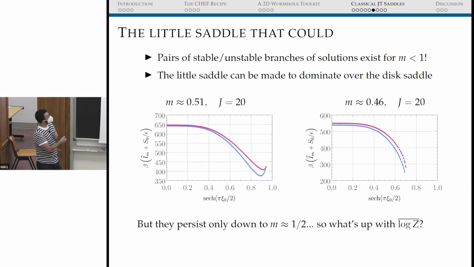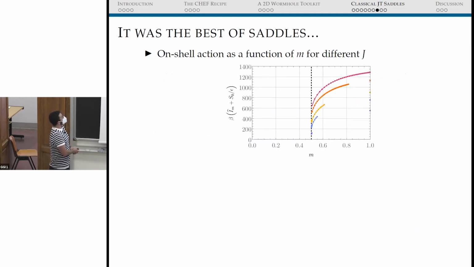Here we have the saddle I showed to you. And for m slightly smaller, these branches just go down without any saddles. So they seem to persist only up to m equals 1/2. So what's up with the overlying logarithm? What do we get for it as an answer if we consider these branches of solutions? Well, if we look at the action, what we see is that the action as a function of m keeps going down as we approach m equals 1/2.